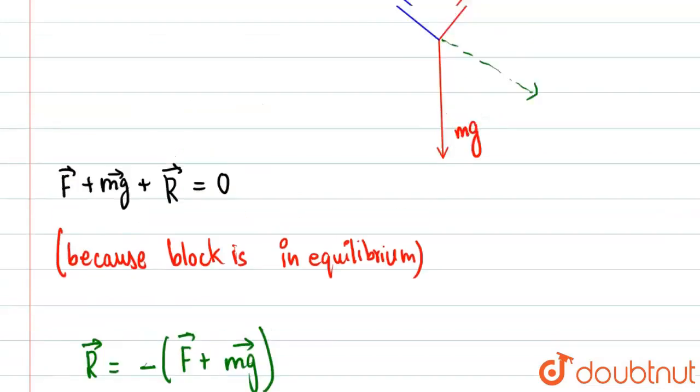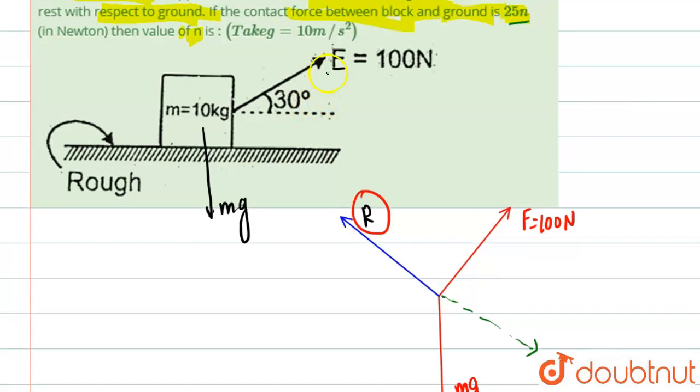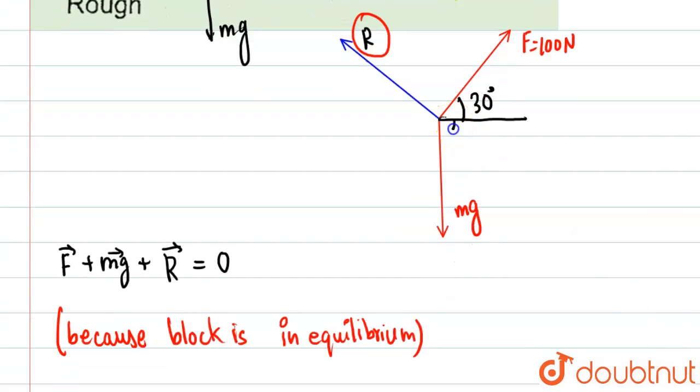So basically between the ground and the F vector there is an angle of 30 degrees. Let me erase it firstly. This angle is 30 degrees, and one more thing, this angle is 90 degrees, because mg always acts downward. So this whole angle will be 90 plus 30, which is 120 degrees.